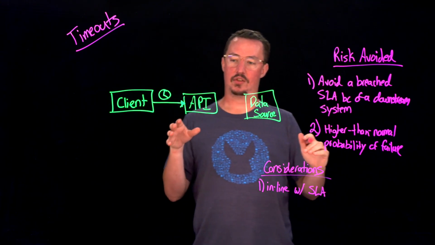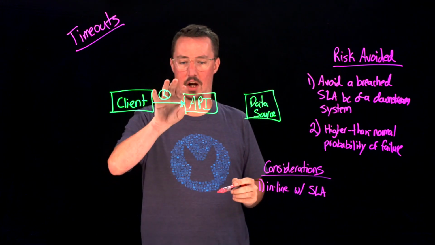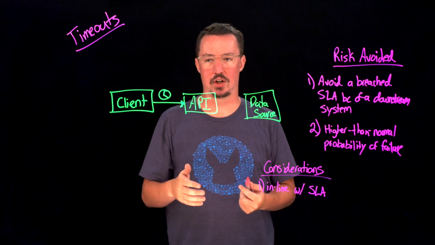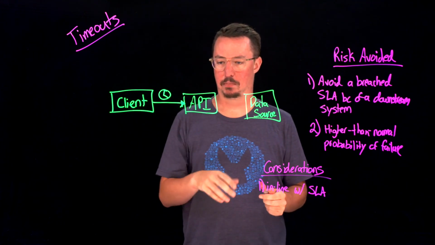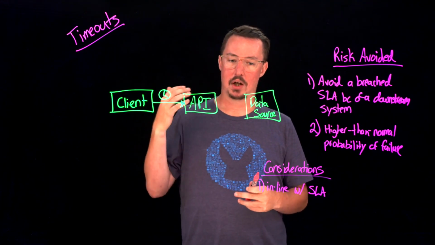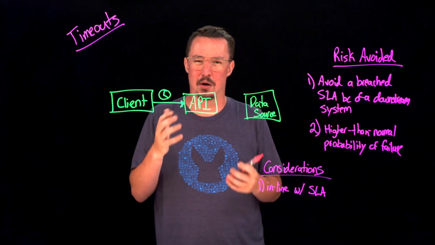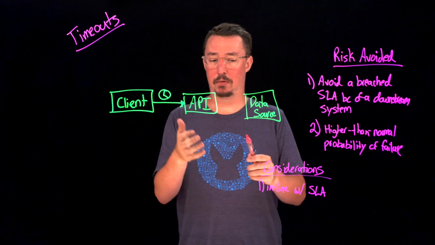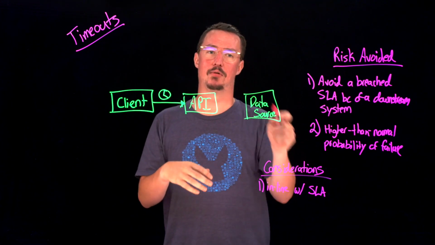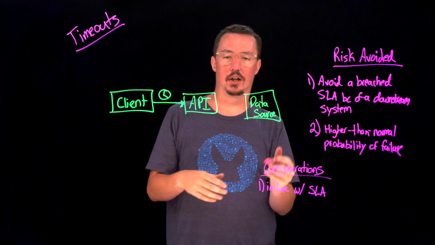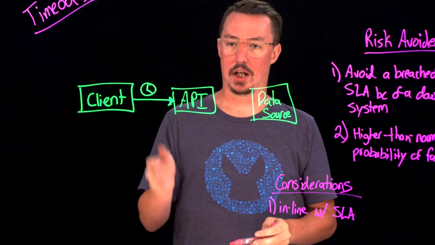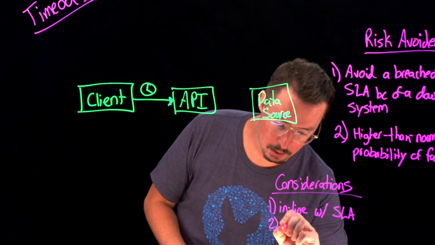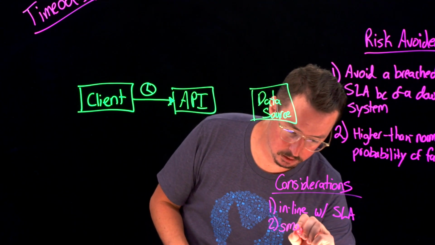The next piece is that you want to make sure that this timeout period is as small as possible. That's going to give you the best chance of avoiding that breached SLA because of the data sources. Generally, where you're going to figure out what that number is going to be is around performance testing. So you're going to do performance testing, understand what the average response time is supposed to be, and then you're going to want to set your timeout period right in line with that. So we want to, number two, make this as small as possible.